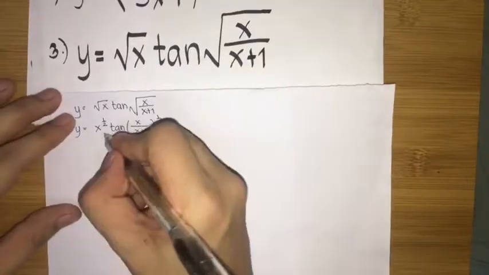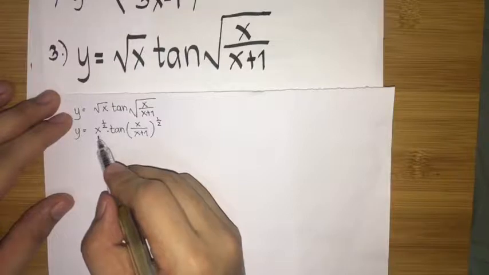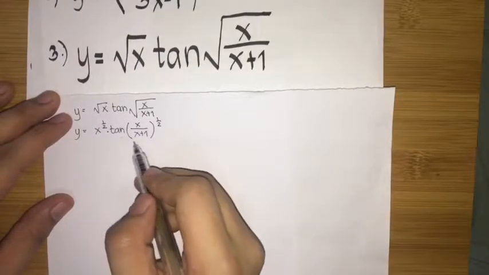So how will we attack this? So notice that we have a product of two functions, which is x raised to 1/2 and this tangent of this quantity.